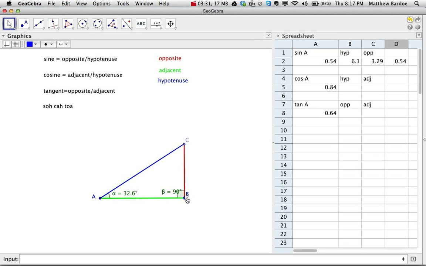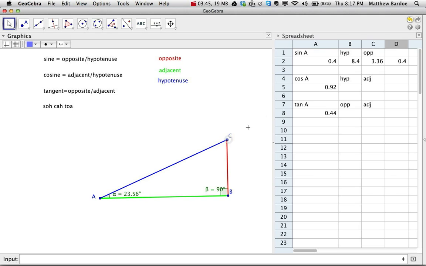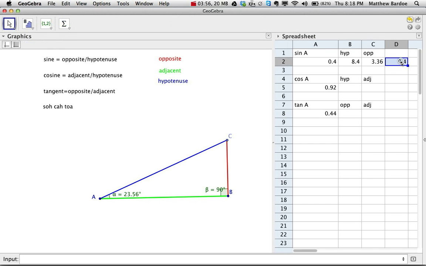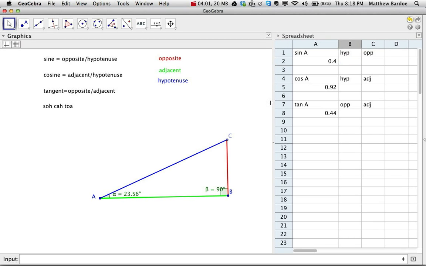If I make this triangle bigger, the lengths change, but this ratio doesn't, and neither does the sine. If I make the angle smaller, all the lengths change, but so do sine and this ratio, and they always match. That's because the sine of an angle is the opposite over the hypotenuse. Okay? So sine is always the opposite over the hypotenuse, cosine is always the adjacent over the hypotenuse, and tangent is always the opposite over the adjacent.